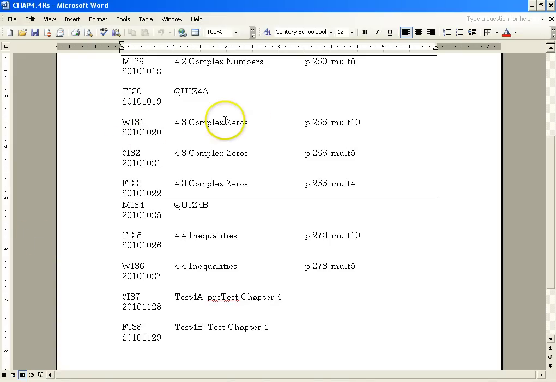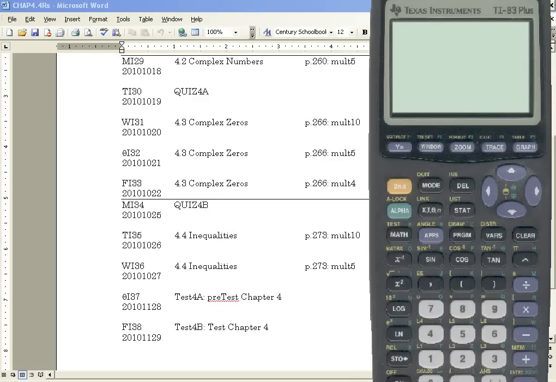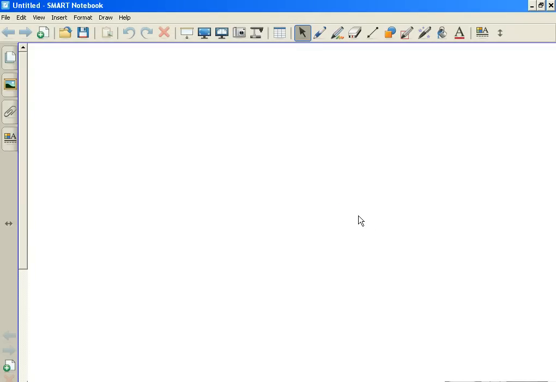Okay, so on Wednesday the 20th, that's today, we're doing complex numbers or complex zeros. And what does that mean? Well, that means this. Here's a question, all right? Let's see if you can figure this out. You should be able to do this.